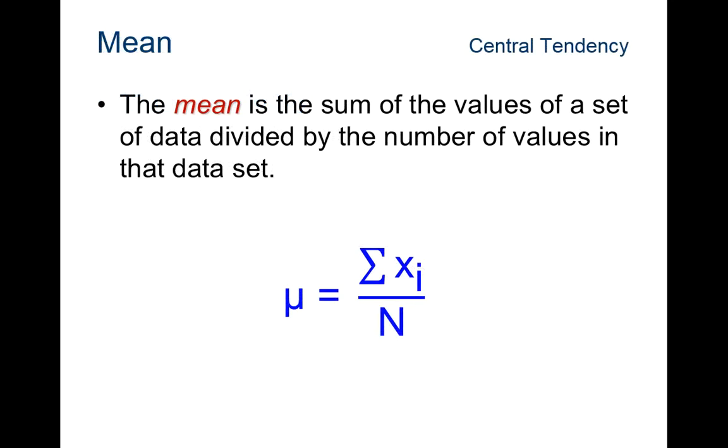The mean is the most frequently used measure of central tendency. You may also realize it's called the average. That's probably what you've heard. It is strongly influenced by outliers, which are very large or very small data values that do not seem to fit with the majority of the data.